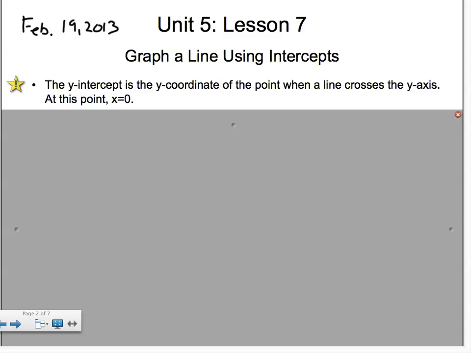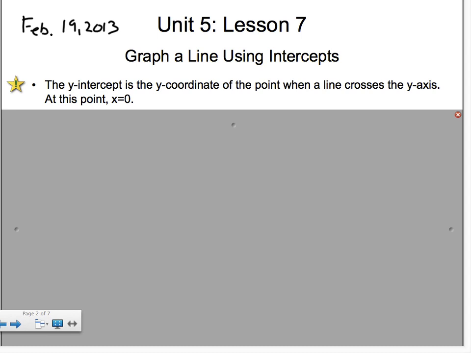Okay, so today we're going to talk about graphing a line using intercepts. So we talked about one intercept already. It's a little bit of review from the last lesson. The y-intercept is the y-coordinate of the point where a line crosses the y-axis. At this point, the value of x is equal to 0.